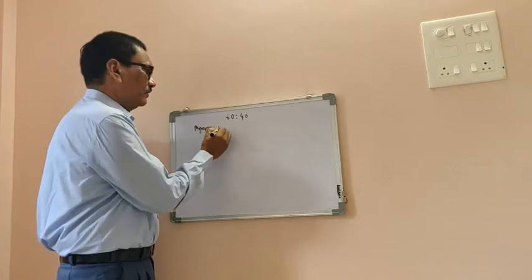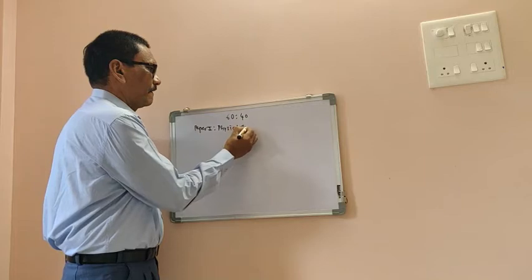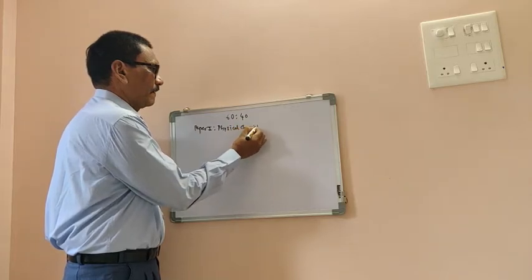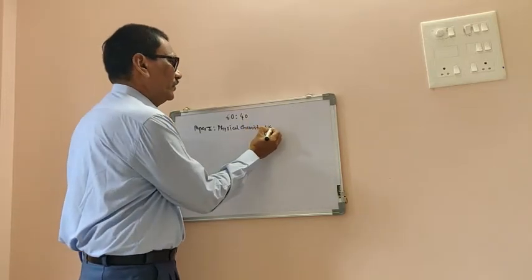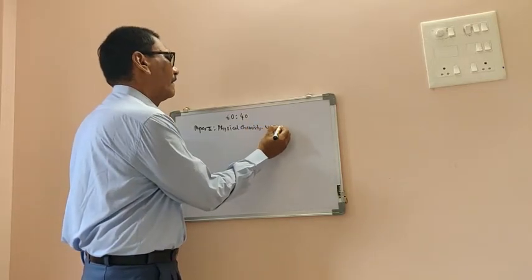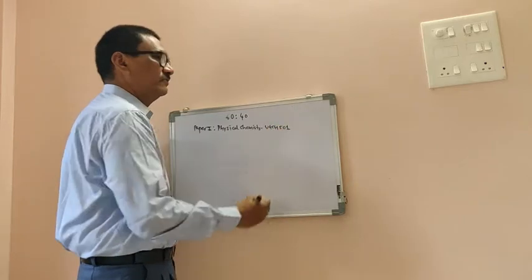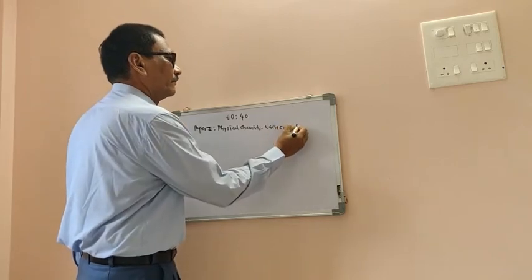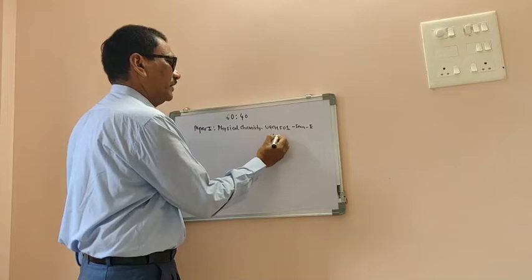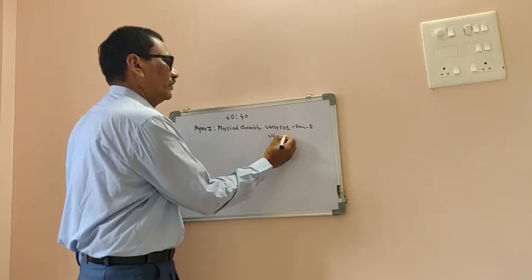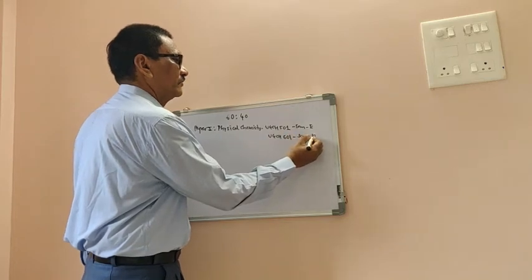Paper first is of the physical chemistry, which of the course code is UGCH 501, which is for the semester 5. And for the semester 6, the same code will be the UGCH 601. This is for the semester 6.